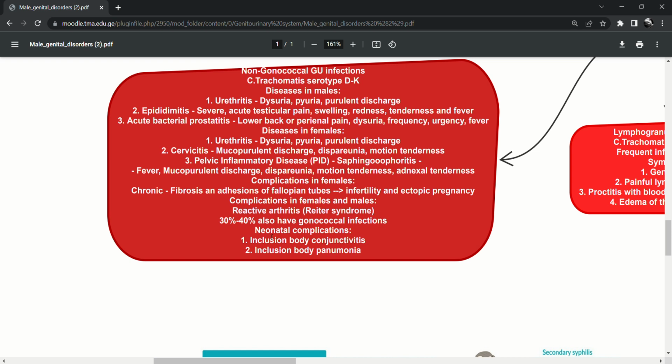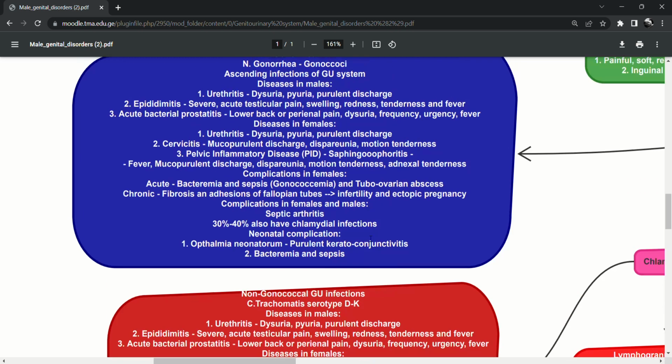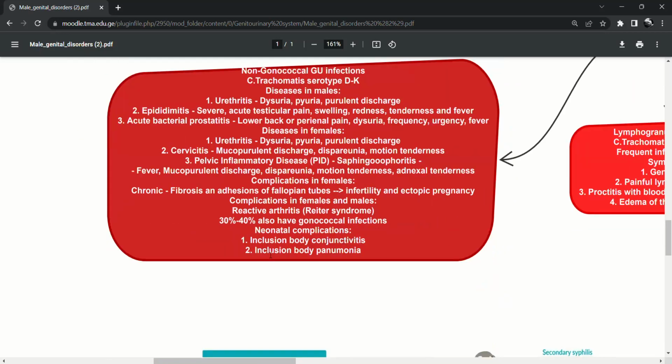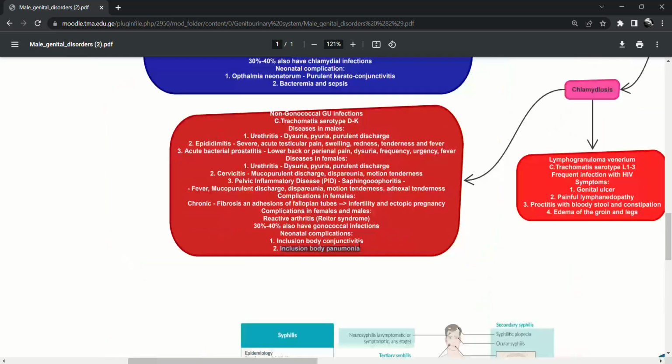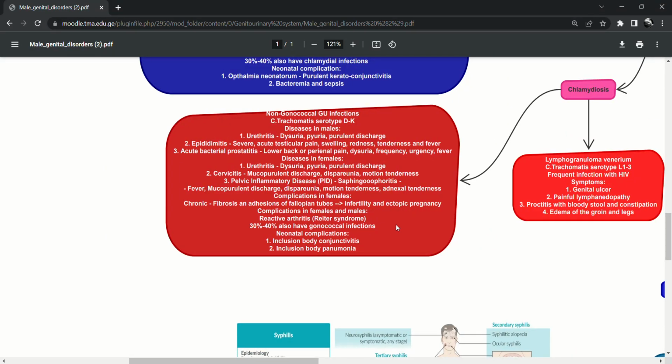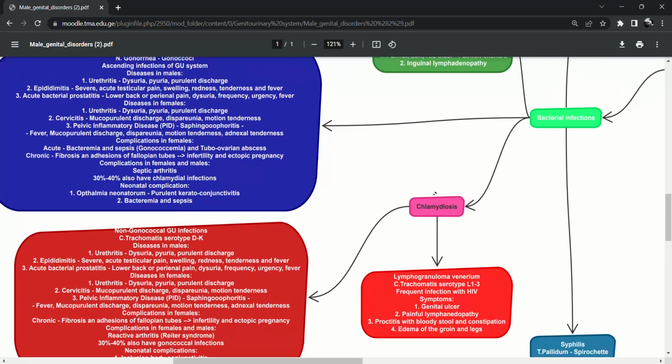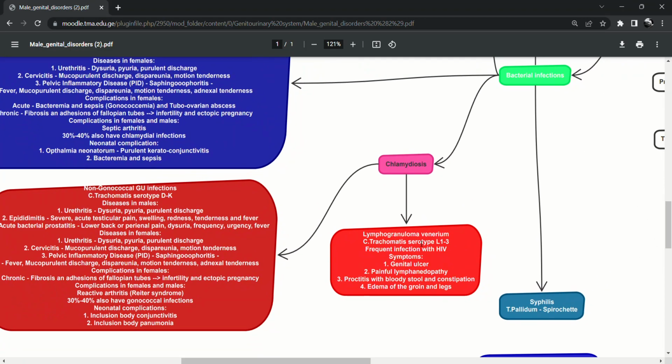And in case of the neonatal complications, we have inclusion body conjunctivitis compared to the ophthalmia neonatorum in gonorrhea, and we have inclusion body pneumonia as well, which can develop in infants that were born to mothers that were infected with chlamydia.